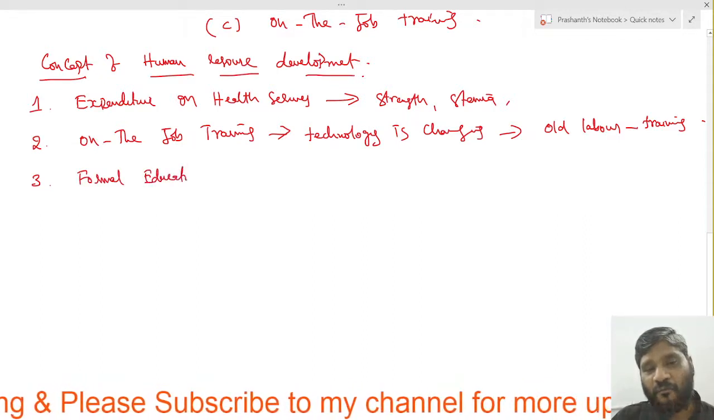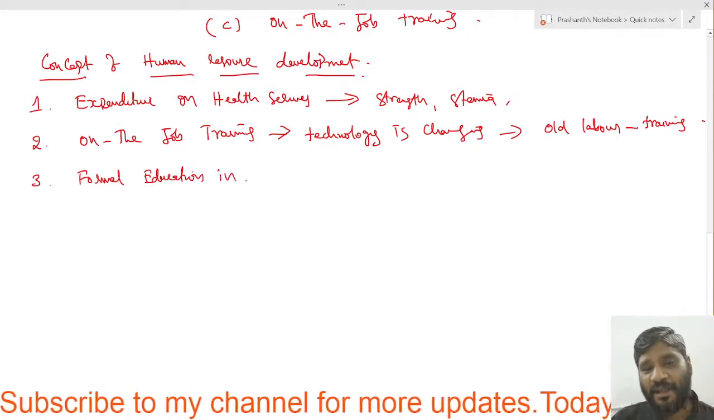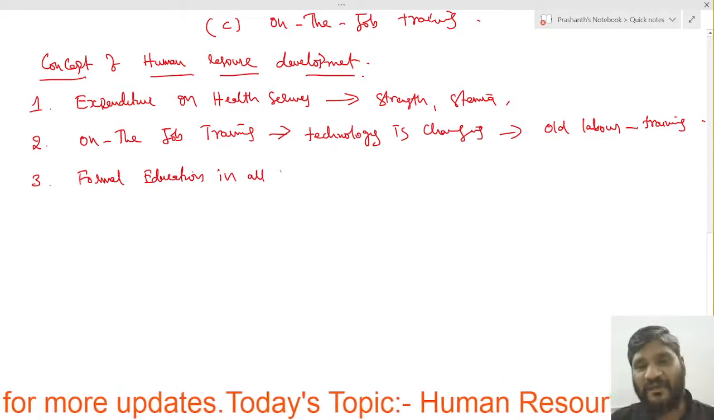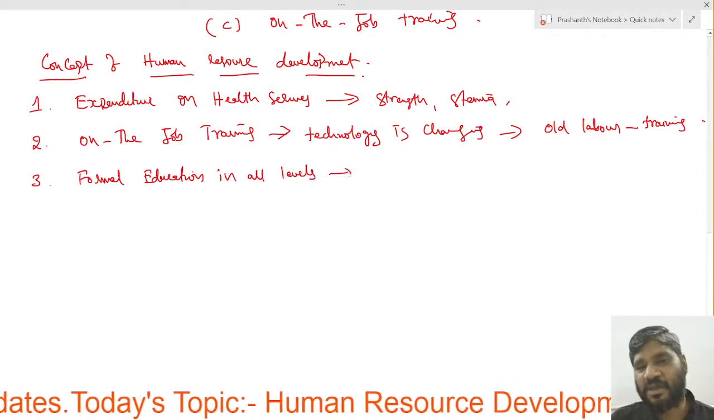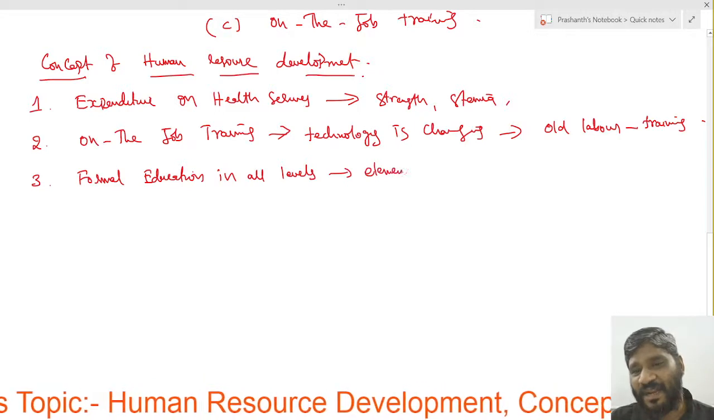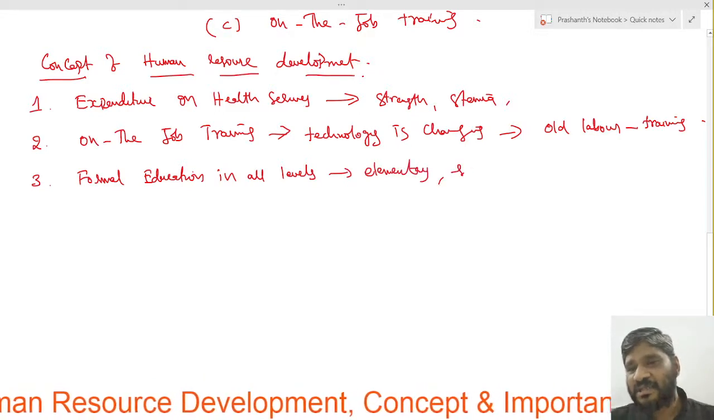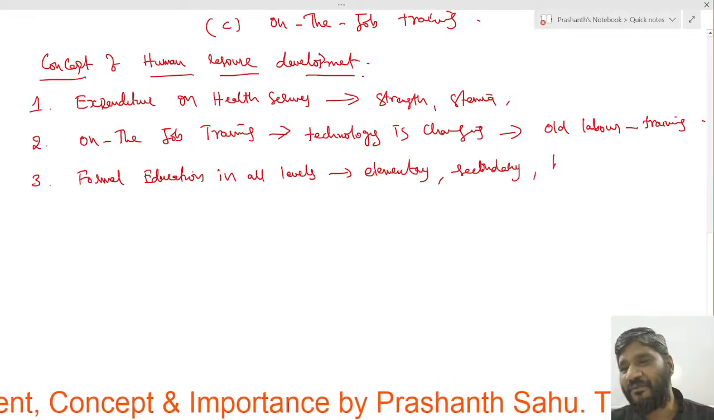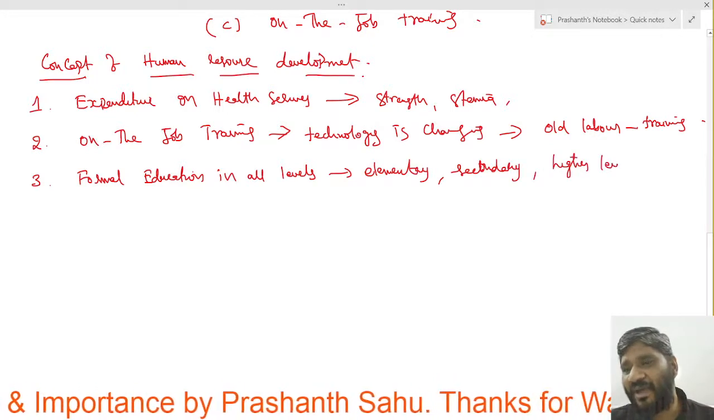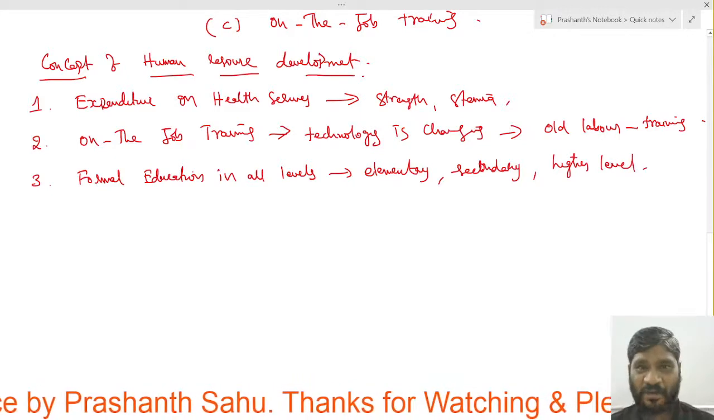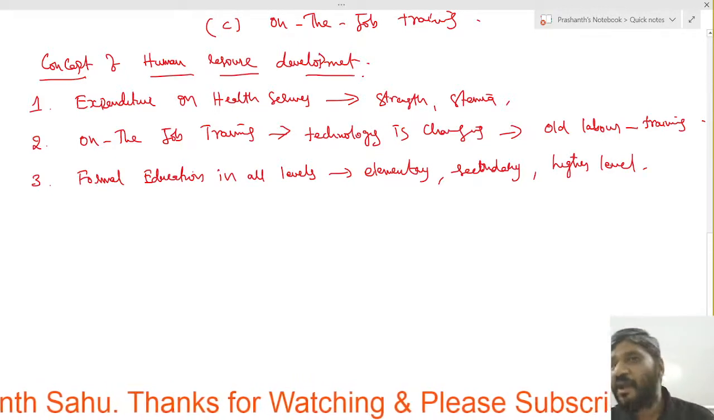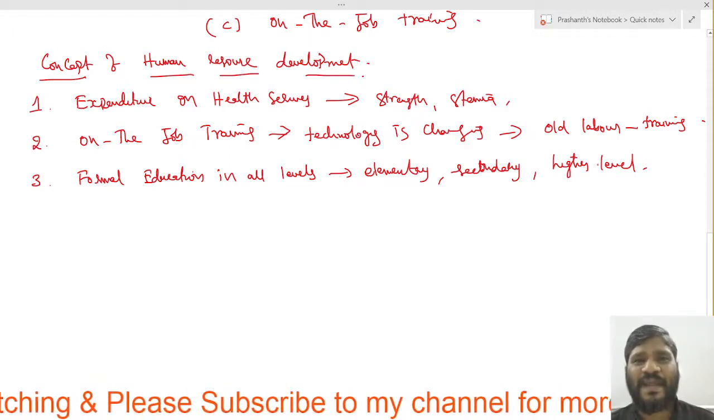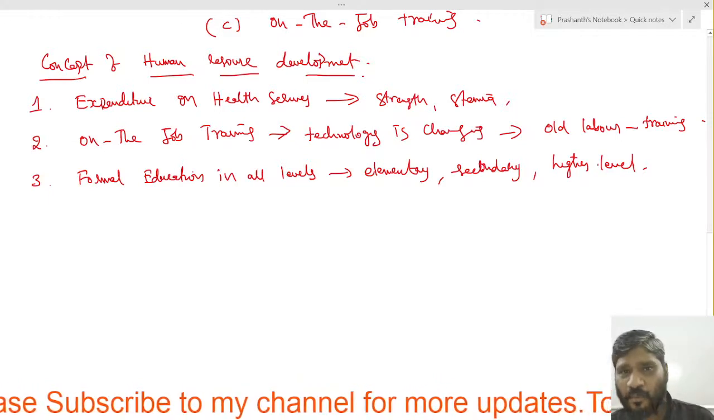Education, formal education, at all levels. That is, elementary level education must be there, secondary education levels must be there, as well as higher level education must be provided. Without education, it is of no use to a human. Without education, he most probably cannot make any sort of contribution to the nation.